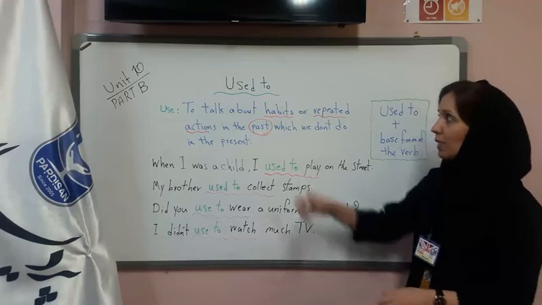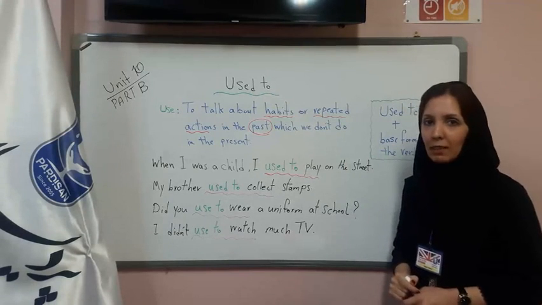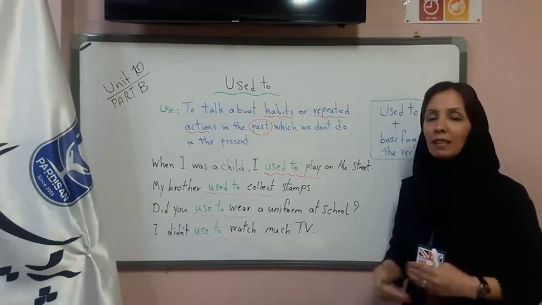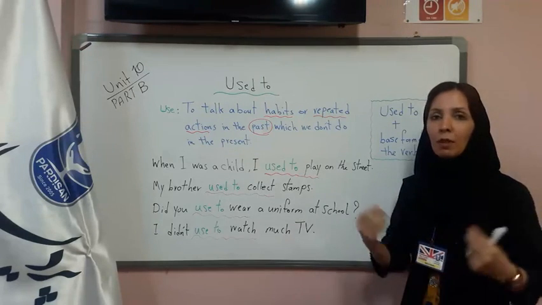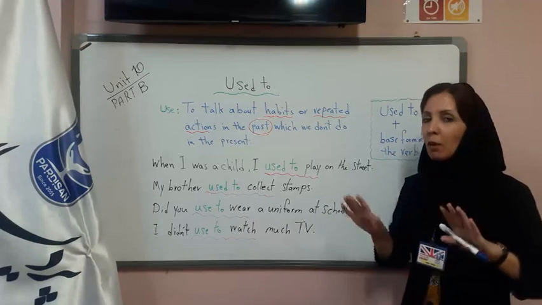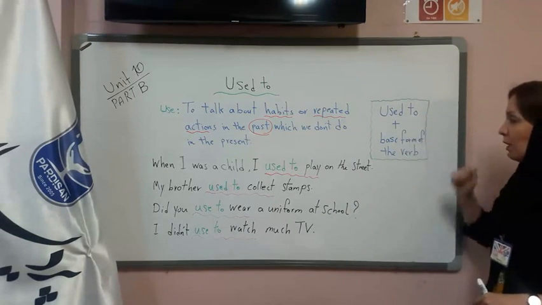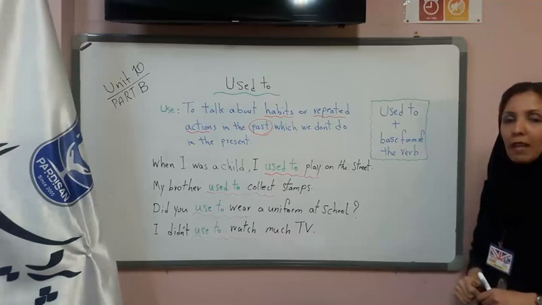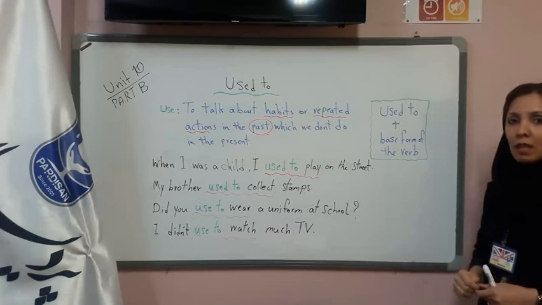So, when do we use the structure used to? We use it to talk about our past habits, or to talk about repeated actions in the past. We didn't do them once. We did them for a period of time in the past, but now we don't. Look at the structure, used to plus base form of the verb. And to make negatives and questions, we use did because it refers to the past.